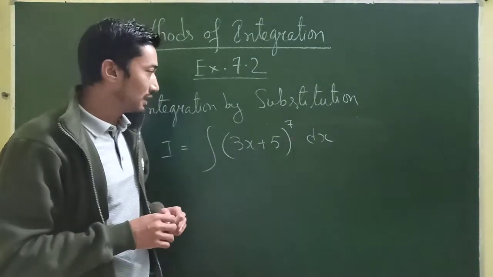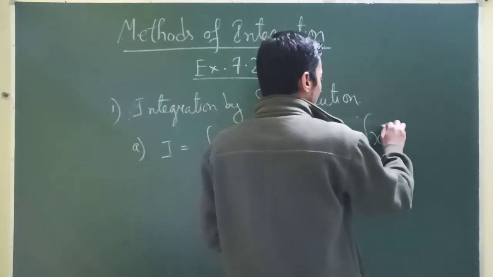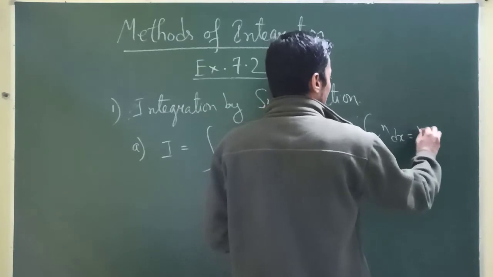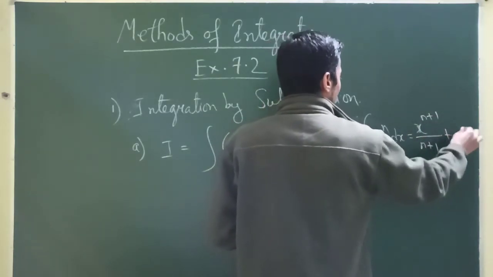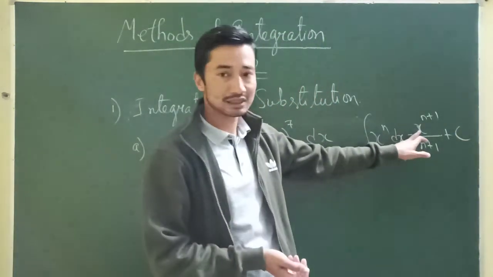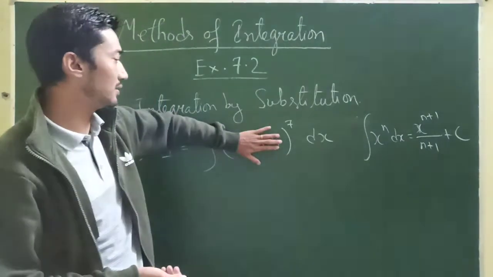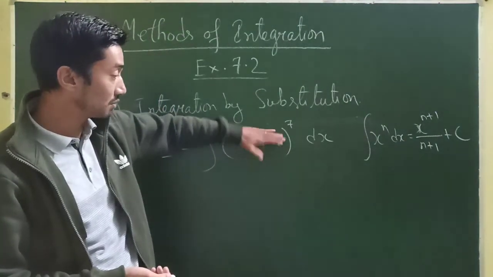Now, if you look at this particular function, we have this formula for integration of x power n with respect to x, that is x power n plus 1 upon n plus 1 plus c. We have that, but we have it only for x. We don't have that for a polynomial function of x. We have here 3x plus 5.